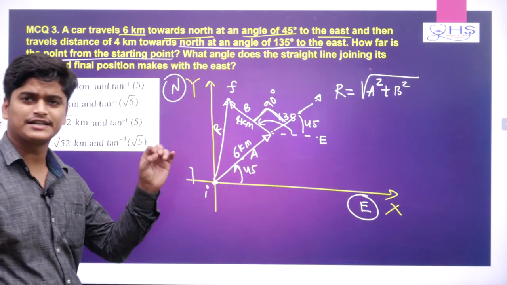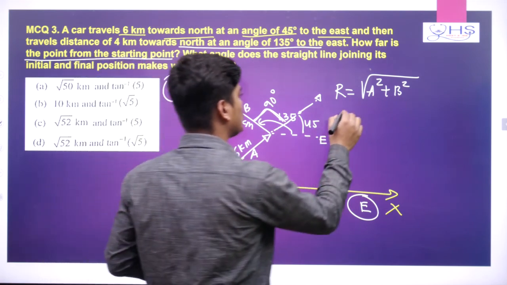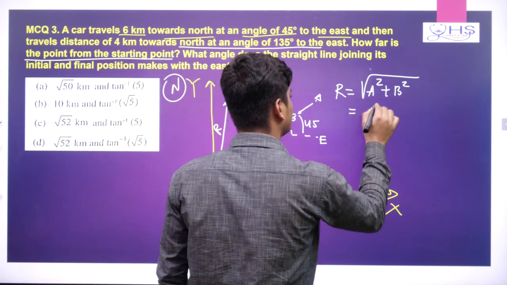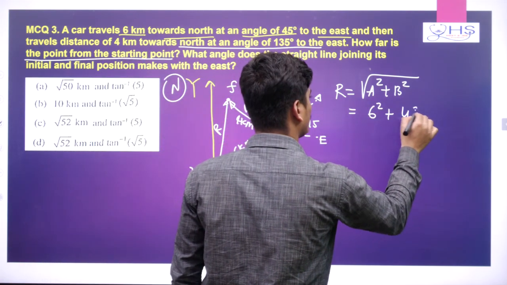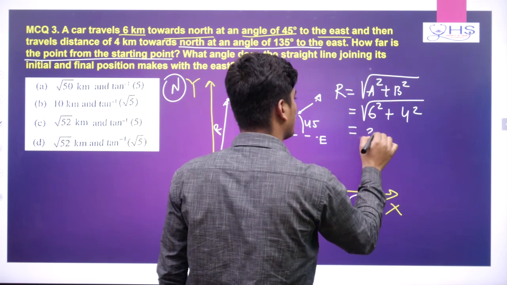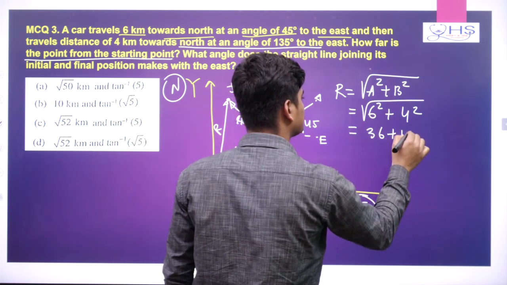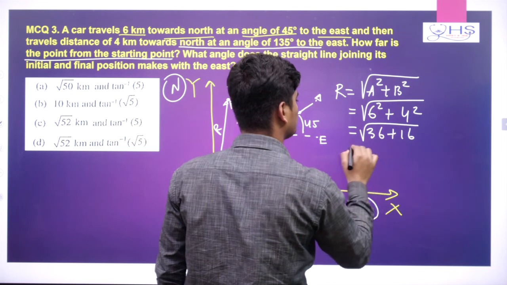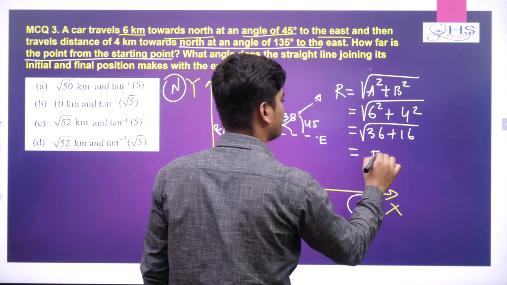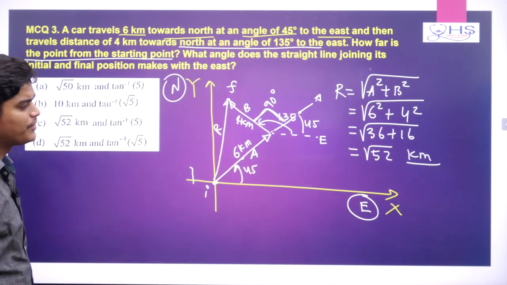We have already discussed this in the last class. Now here the resultant is the square root of 6 square plus 4 square, which is 36 plus 16. So this is nothing but root 52 kilometer, around 52 under root.